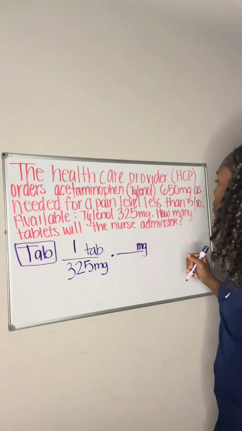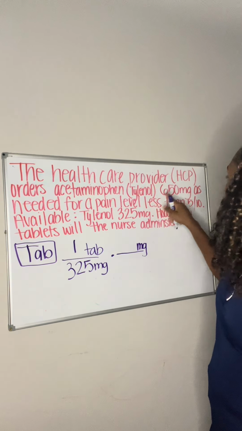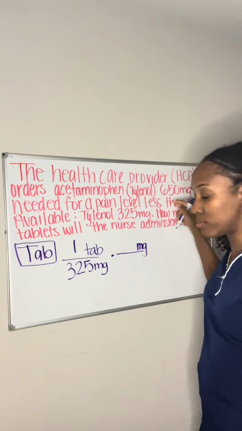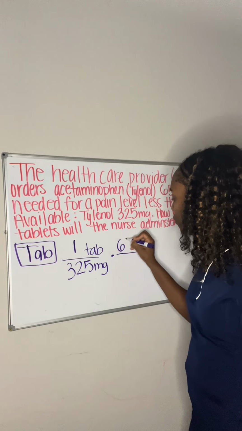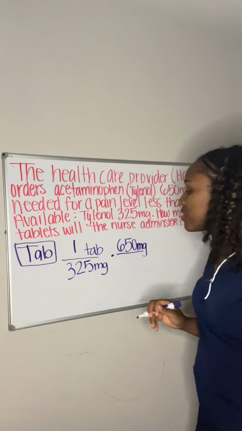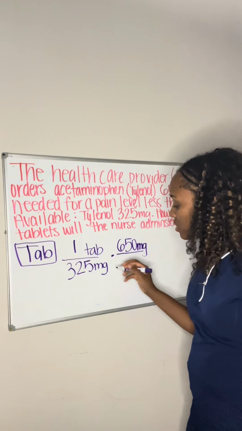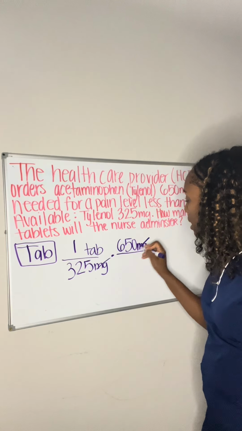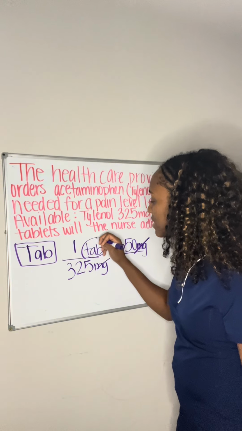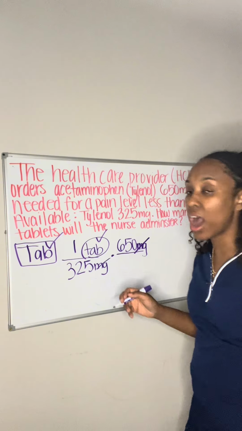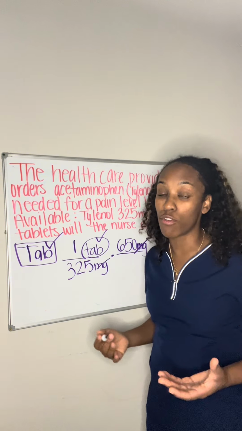And then let's go back to our problem. But the doctor ordered 650 milligrams. So we're going to write 650. At the very end, you have to cancel out. And this is using dimensional analysis. So we're going to cross out milligrams, and we're left with tablets. And that is exactly how we know that it is now time to solve our problem.